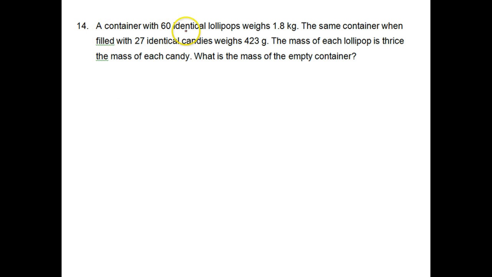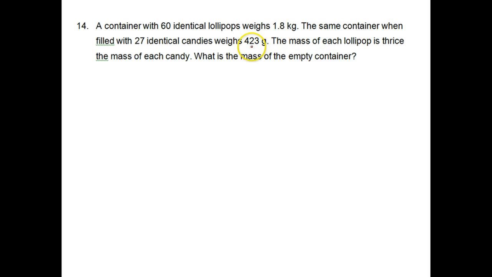A container with 60 identical lollipops weighs 1.8 kg. The same container when filled with 27 identical candies weighs 423 grams. The mass of each lollipop is thrice the mass of each candy. What is the mass of the empty container?